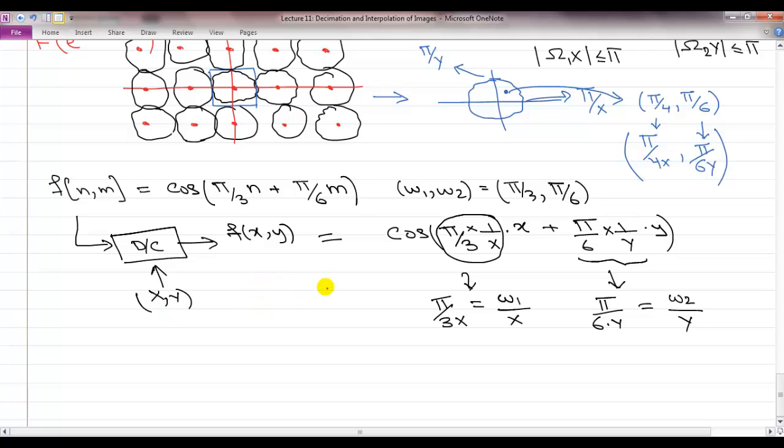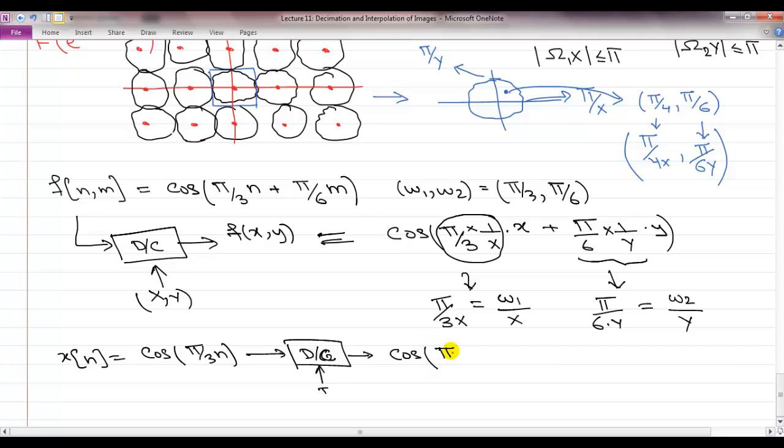So, the reason we don't have a scaling of the amplitude here is because of the impulsive nature of the Fourier transform. Let's say x[n] is cosine of pi by 3 n, and I pass it through a discrete to continuous block with some time period T. I'm not going to get T times cosine of pi by 3 over T times t. The answer will still be cosine of pi by 3T times little t.